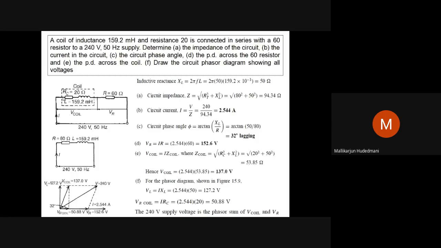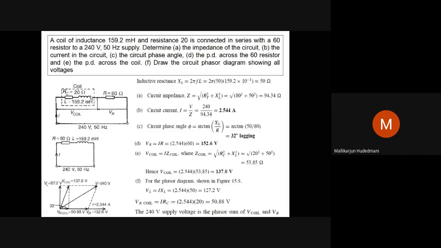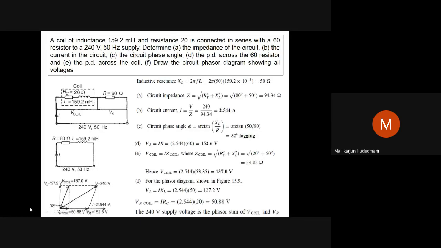I am making a small analysis here as if the inductive coil is an RL series circuit. The voltage across the resistor is VR coil, and the voltage across the inductance part is VL. That's what is written here: 127.2 and 50.88. But the total applied voltage to the circuit is 240. So again, see the vector diagram here: a small right-angle triangle with VR coil, then V capital R, then VL, then V coil, and then the resultant is taken here.